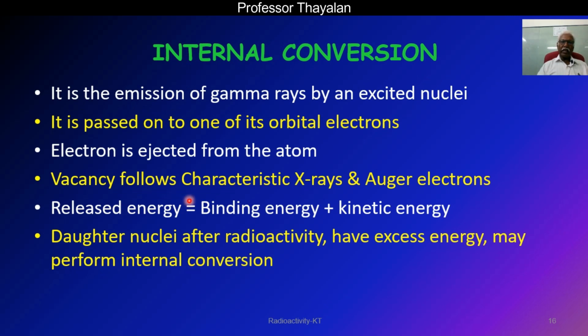Last but not the least is internal conversion. What is internal conversion? It is the emission of gamma rays by the excited nucleus. These gamma rays are passed on to one of the orbital electrons. That electron is ejected from the atom. There is a vacancy that is followed by characteristic X-rays and Auger electrons as before. What are the conditions for internal conversion? The released energy must be equal to the binding energy of the electron plus kinetic energy. Daughter nuclei after radioactivity have excess energy and may perform internal conversion again.